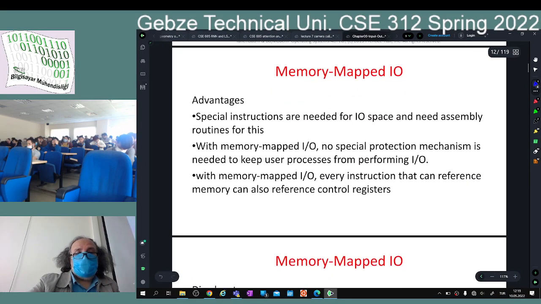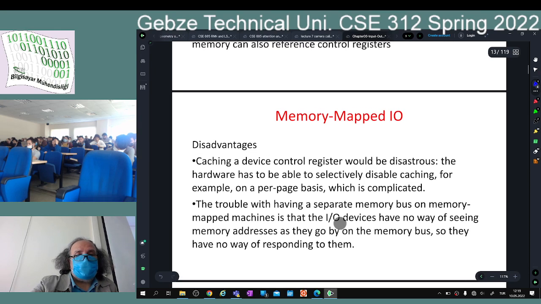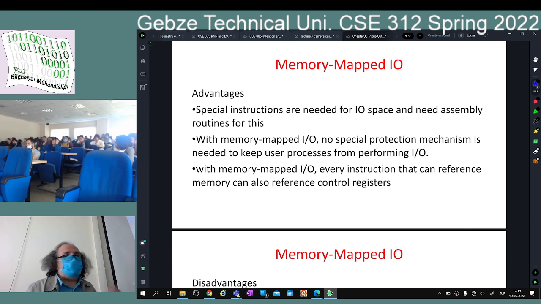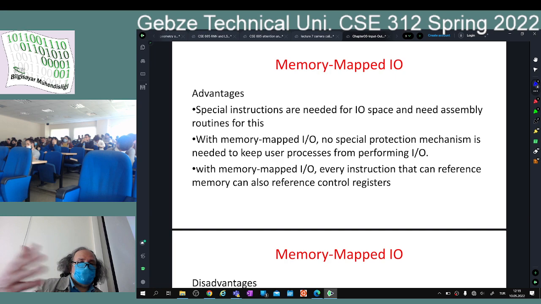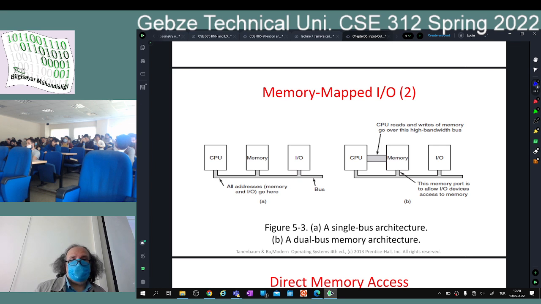That's one of the disadvantages of memory mapped I/O: caching and trouble with having a separate bus. Advantages, of course: every instruction that can reference memory can be used very conveniently. I can use any of them. Writing code is easy. No special protection mechanism is needed to keep the user from performing I/O, because I can lock that part, saying that this part is only reachable by the drivers, etc. Good.